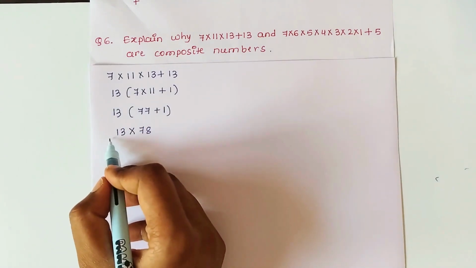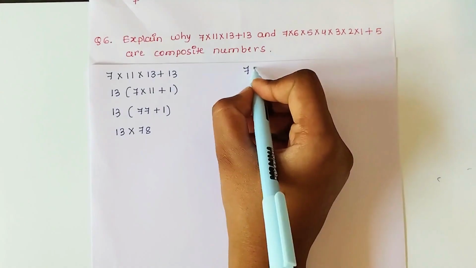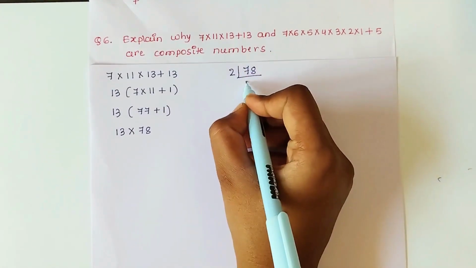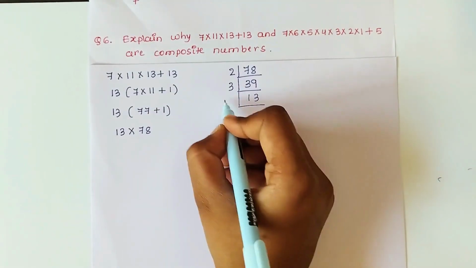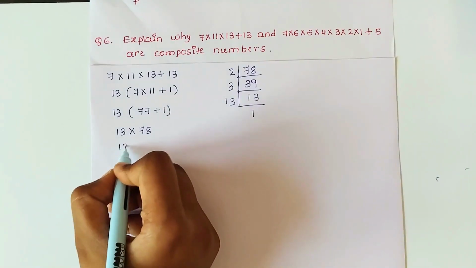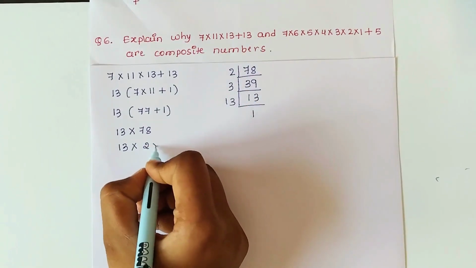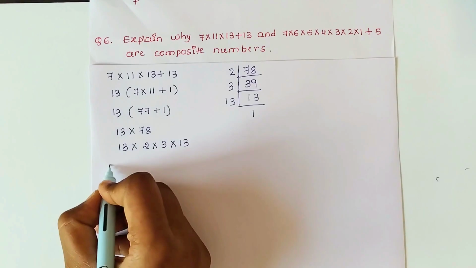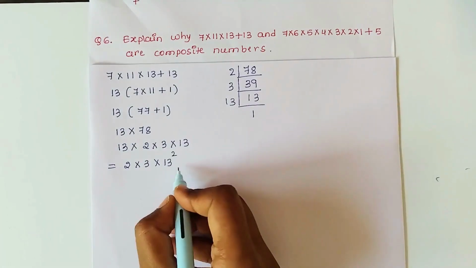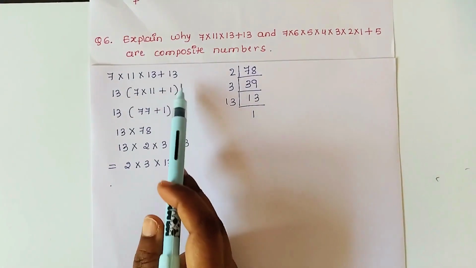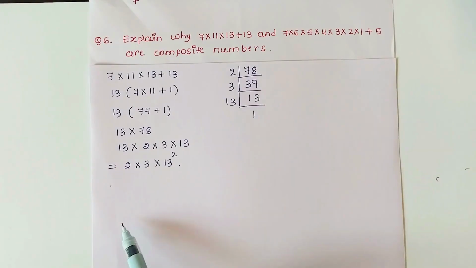Here 13 is a prime number. Again, get the factors for 78 by the prime factorization method. Start with 2. 2 3s are 6, 3 13s are 39, and 13 is a prime. Now I am writing 78 as a product of these primes: 2 into 3 into 13. So we have expressed the given number as the product of primes, isn't it? So this is what your composite number is.